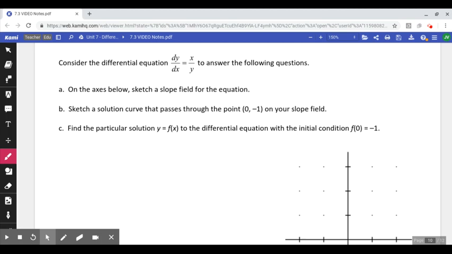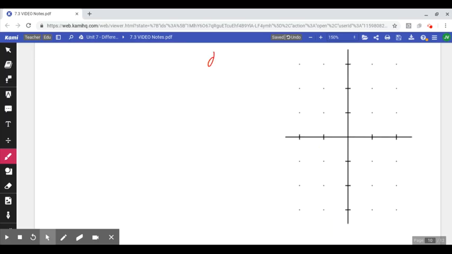In this example, we're asked to consider the differential equation dy/dx is equal to x divided by y. And we're going to use that to answer the following questions. Part A wants us to sketch a slope field for the equation on the axes below. So just remember that our differential equation dy/dx is equal to x over y when we do this, and that'll help us to find the slopes of these lines.